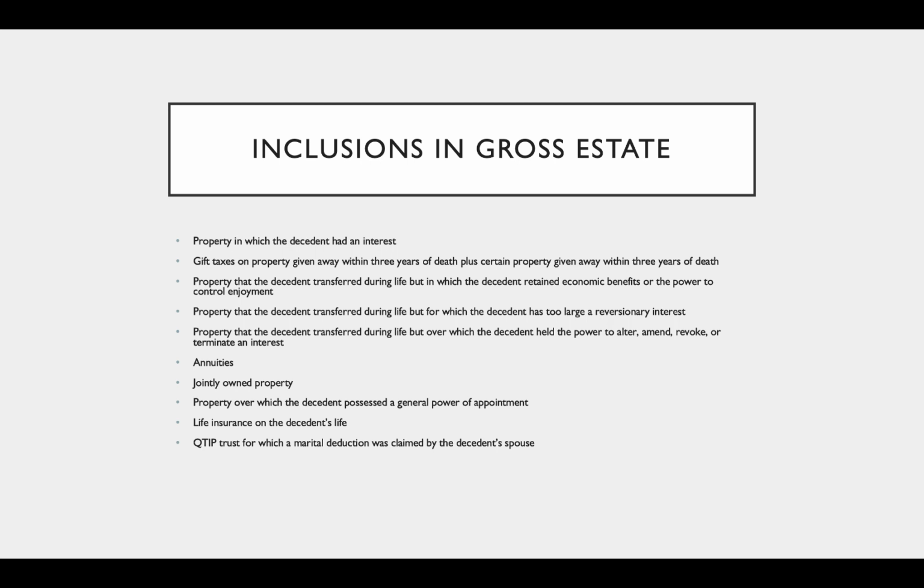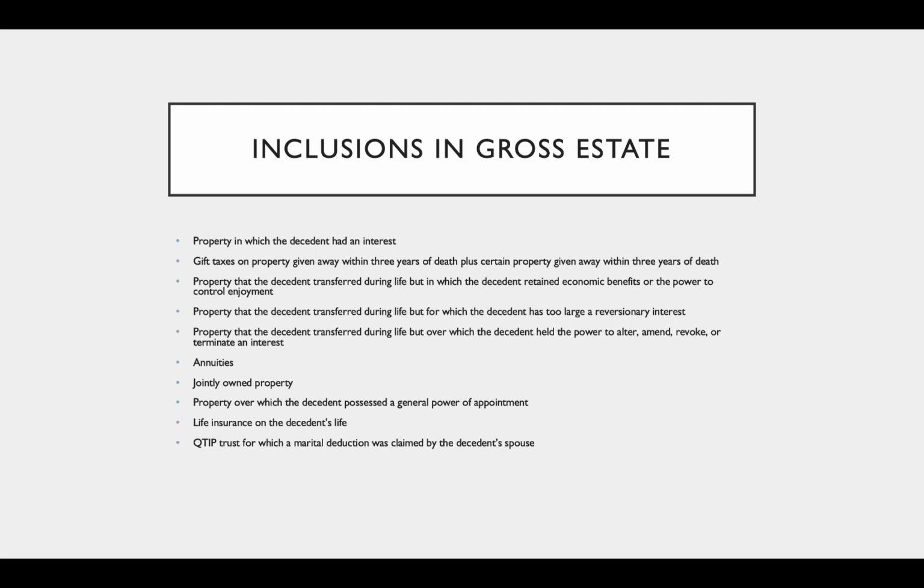Inclusions in the decedent's gross estate include property in which the decedent had an interest at the date of death. It also includes gift taxes on property given away within 3 years of death, plus certain property given away within 3 years of death. Property the decedent transferred during life, but in which the decedent retained economic benefits or the power to control enjoyment. Property the decedent transferred during life, but in which the decedent has too large a reversionary interest.